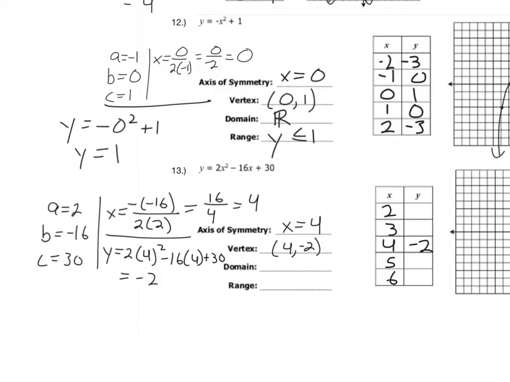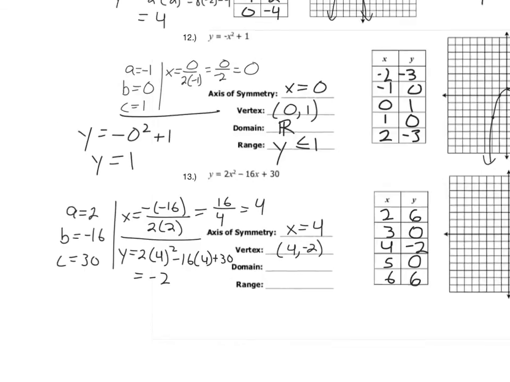And plug away. Plug in 2, we'd get 6 as our y value. If we plug in 3, we'd get 0 as our y value. If we plug in 5, we'd get 0 as our y value. And if we plug in 6, we'd get 6 as our y value.